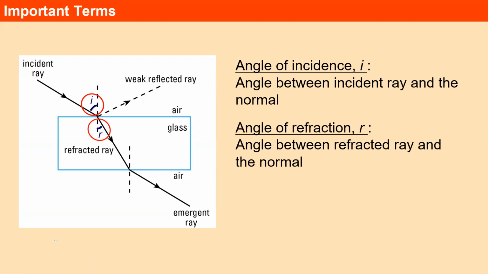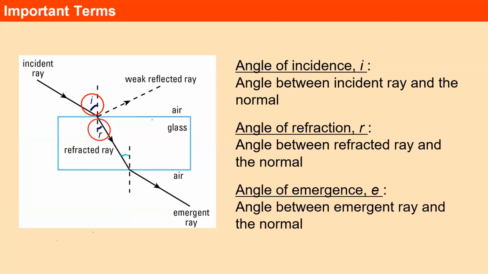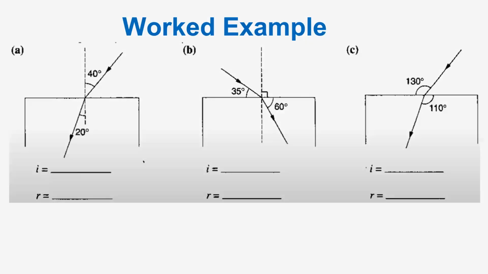Okay, if you were to use your mathematics, you should know that the alternate angles, this angle over here, will also be the angle of refraction. The Z alternate angles, same angle. And then the angle between the emergent ray and the normal will be called the angle of emergence. So you may pause the video for a short time to work out the angle of incidence and angle of refraction in each case.